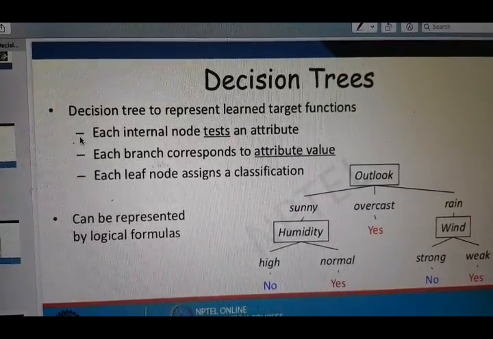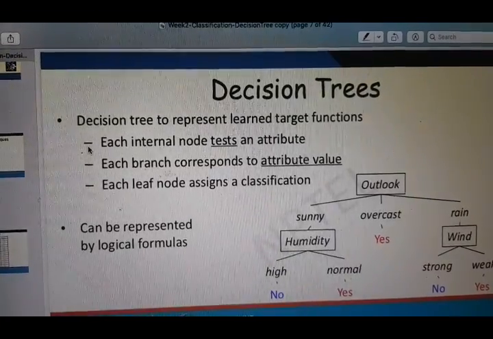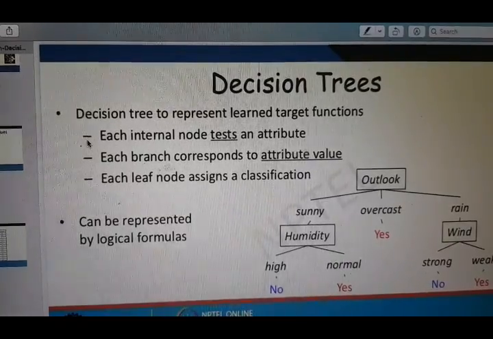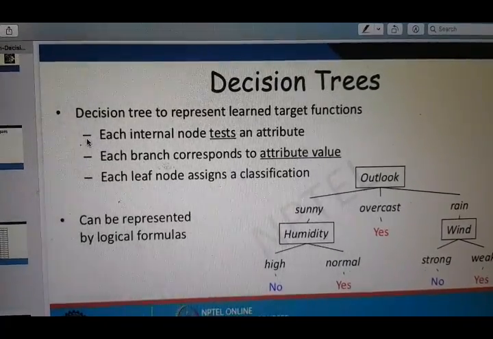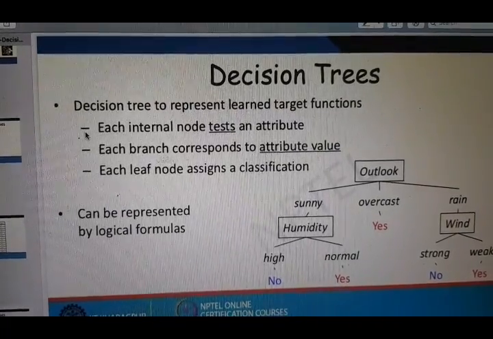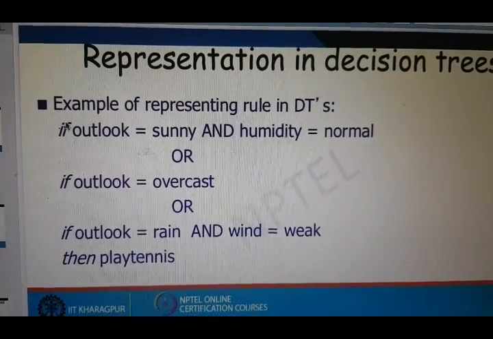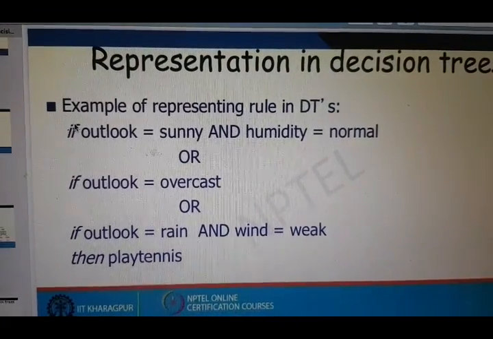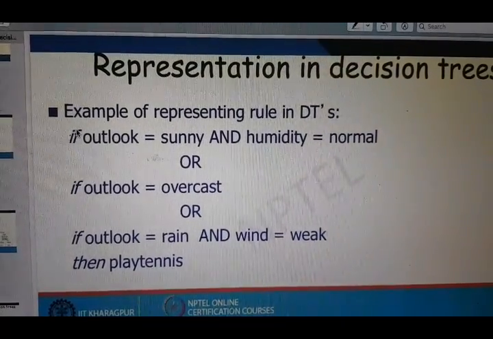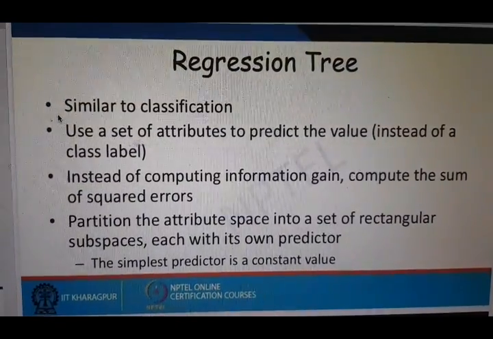In this case, we join the branches with the AND condition, and different paths represent OR. So we say if outlook equal to sunny and humidity equal to normal, or if outlook equal to overcast, or if outlook equal to rain and wind equal to weak, then play tennis. This is a complete example for decision trees.